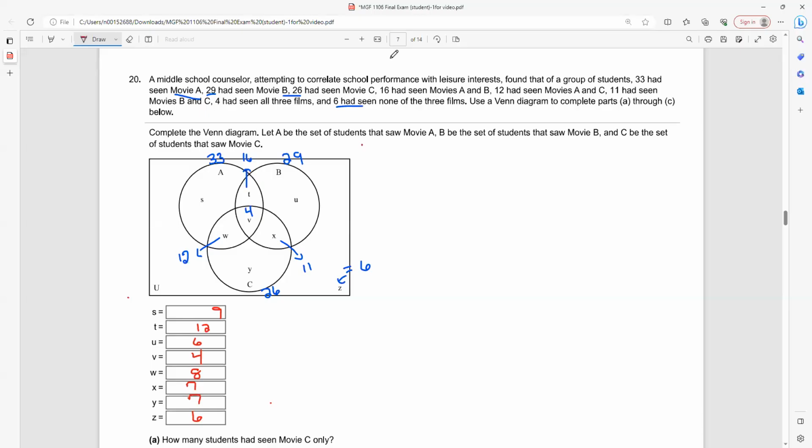Now first, let's look at the section that's labeled T. This section is the students that saw A and B, but from that section, we need to subtract the 4 that saw all 3 of them. So we would take our 16 and subtract 4. That'll give us letter T, which is 12.